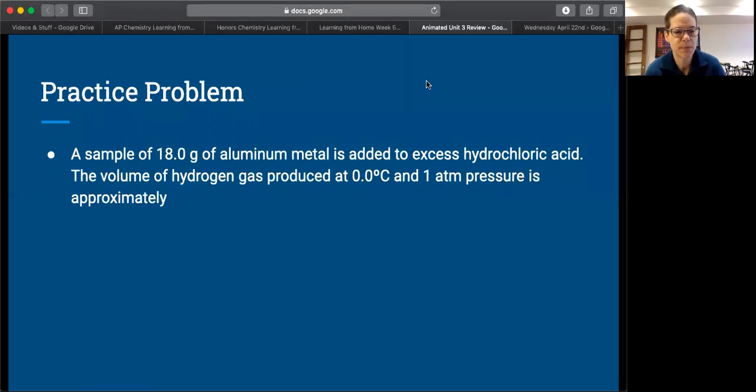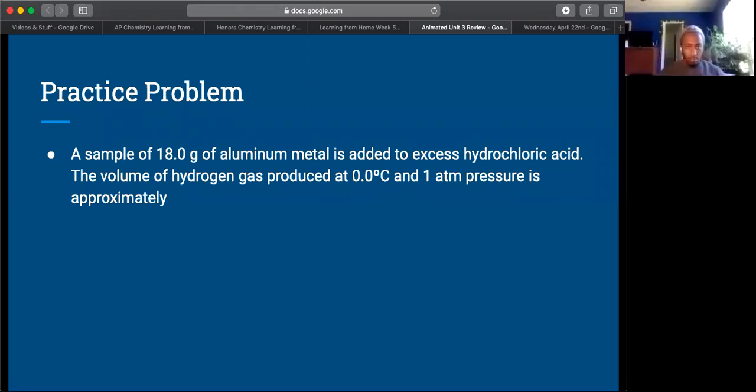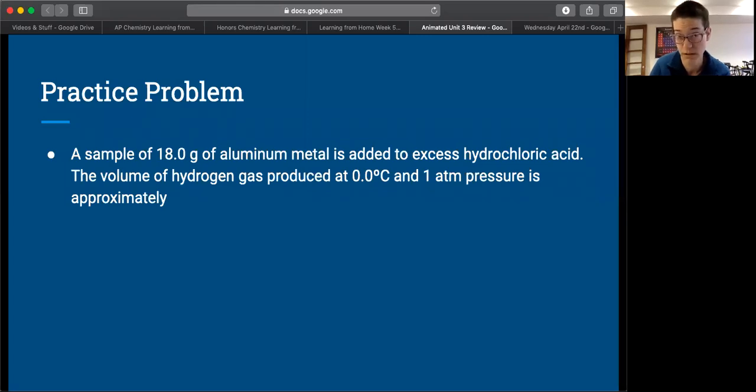Okay, so a sample of 18 grams of aluminum metal is added to excess hydrochloric acid. The volume of hydrogen gas produced at 0 degrees Celsius and 1 atmosphere of pressure is approximately what? So this is asking for a calculation. And to be able to do it, I actually have to have a chemical equation first. So we're going to use PervNerd. What you need to see is, do you have the P, the V, the N, the R, the T? So mark up, what did they give me?